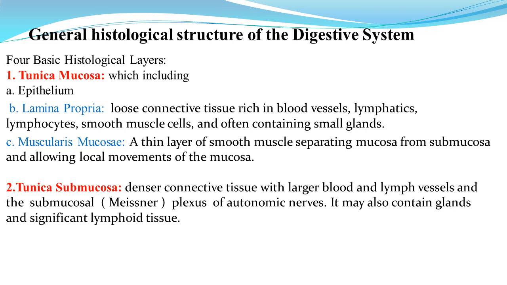While the second layer of the organ is the submucosa, which is dense connective tissue, having large blood and lymphatic vessels, and the submucosal or Meissner plexus of the autonomic nervous system. It may also contain glands and significant lymphoid tissue.